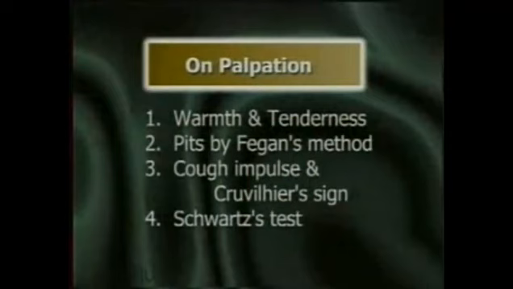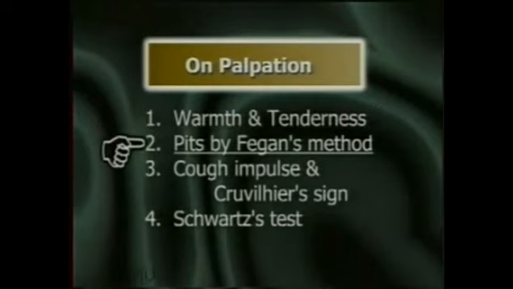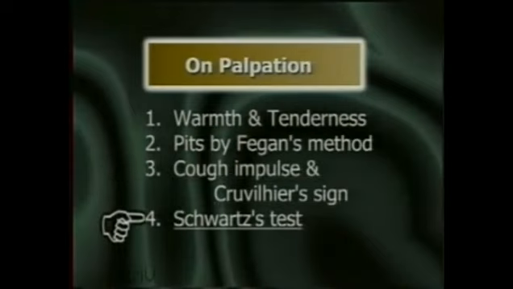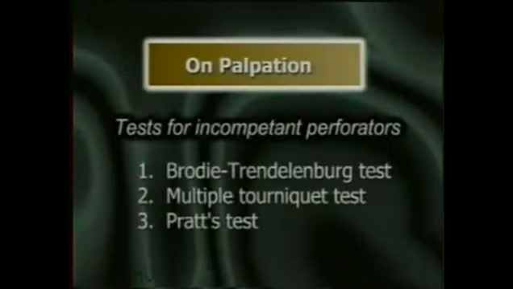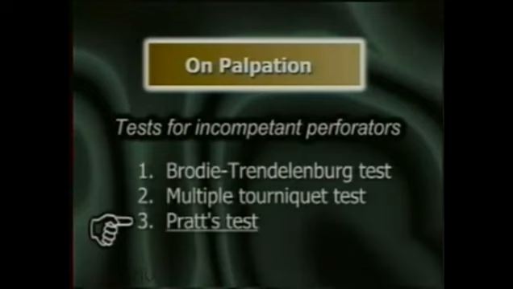So to revise, on palpation, we first palpated the length of the vein for warmth and tenderness. Then we emptied the vein and palpated the deep fascia under it by Fagan's method for palpable pits. Then we tested for cuff impulse and Cruveilhier's sign at the saphenous opening and performed the tap test or Schwartz test. Then we performed the special tests for incompetent perforators, that is Brodie-Trendelenburg test, multiple tourniquet test, and the Pratt's test.